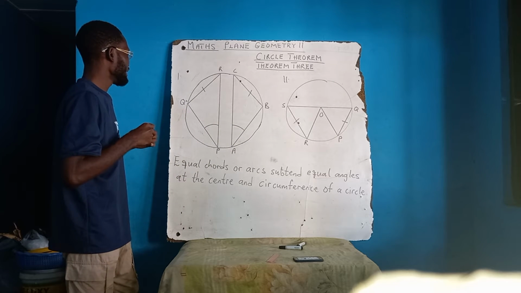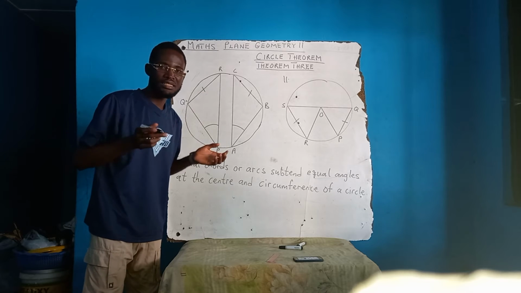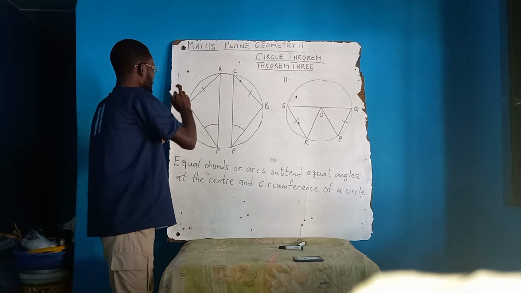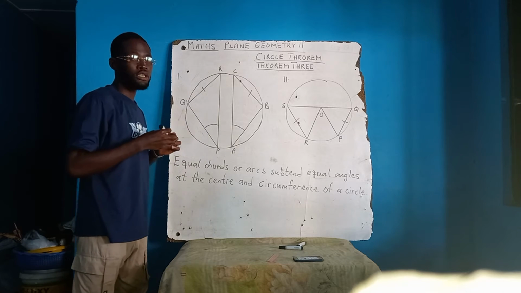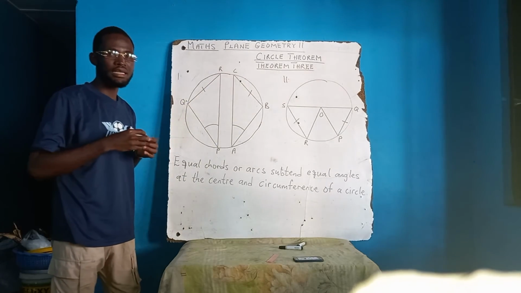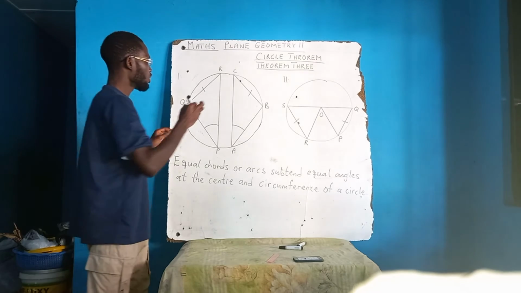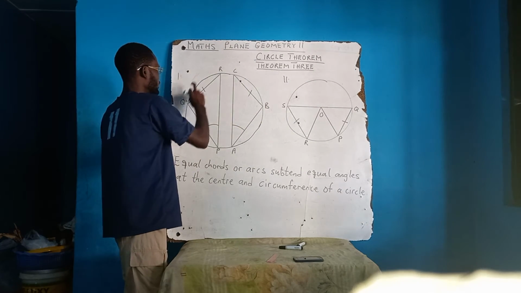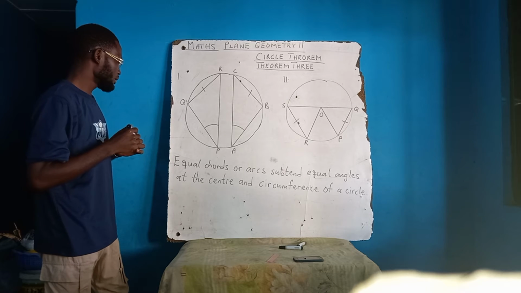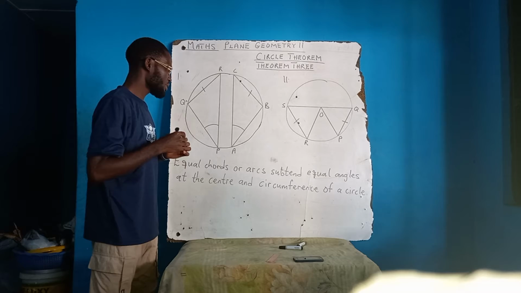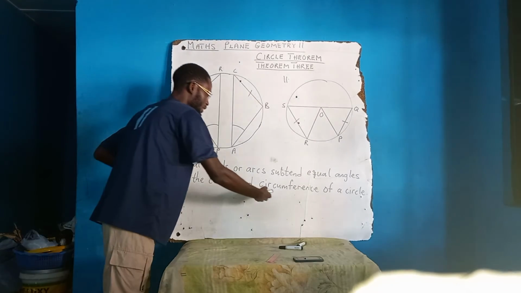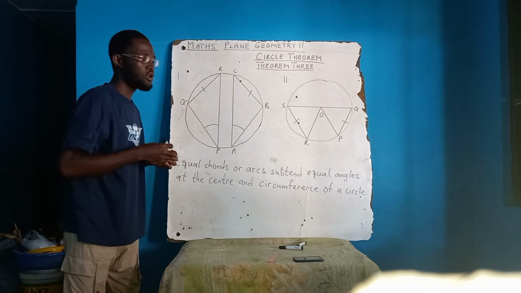So in illustrative example I, we are going to have equal chords, chord QR equal to chord BC, as illustrated on the board. So chord BC is equal to chord QR, and per theorem 3, equal chords or arcs subtend equal angles at the circumference of a circle. So we are taking the aspect of the circumference of a circle.